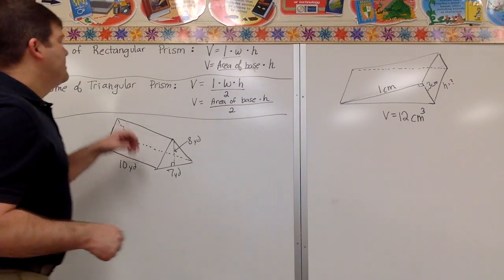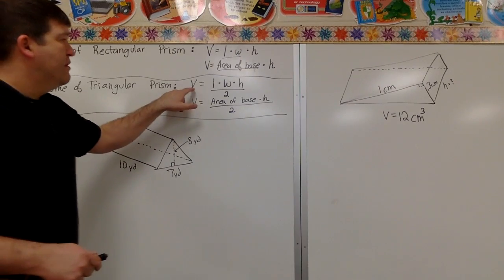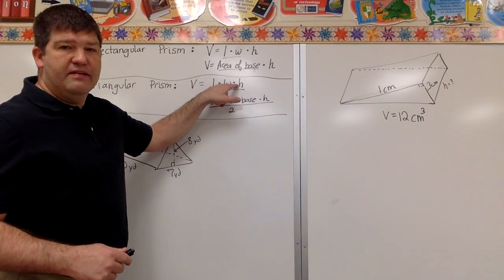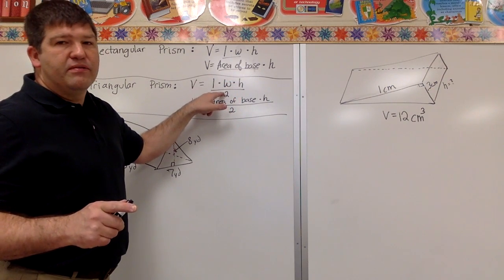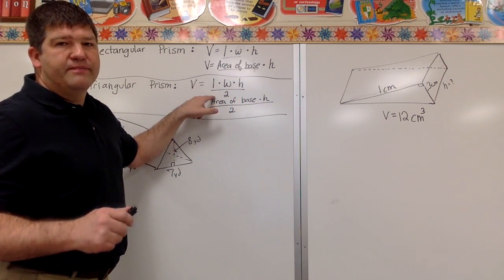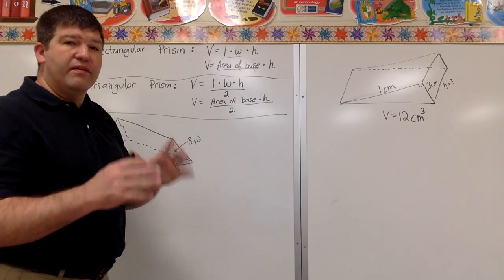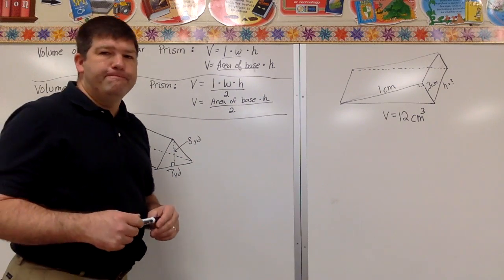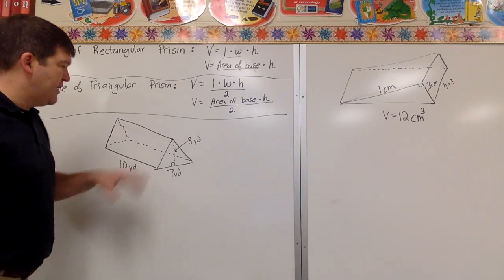Okay. So for a volume of a triangular prism, the volume is going to equal your length times width times height, and because it's a triangle, divided by 2. There's your formula. Or another way to say it would be that volume equals the area of the base times your height divided by 2. Okay, let's practice.